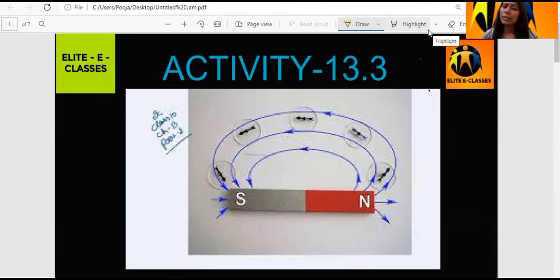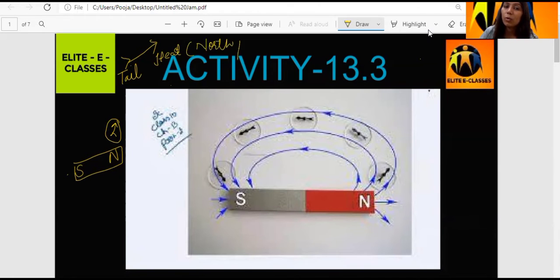In this activity you can see this figure. A bar magnet is there, with south and north pole, and near that bar magnet you have a compass needle. The compass needle has an arrow at each end. This one is known as the tail part and this one as the head part. The head part always represents the north pole in this compass needle, and the tail part always shows the south pole.